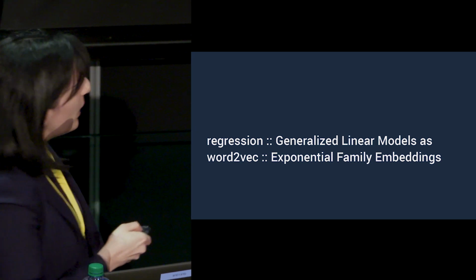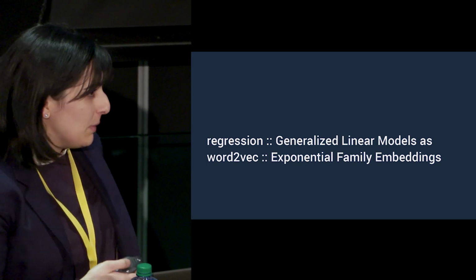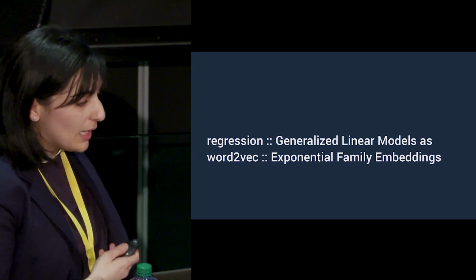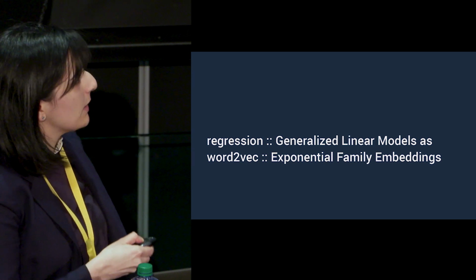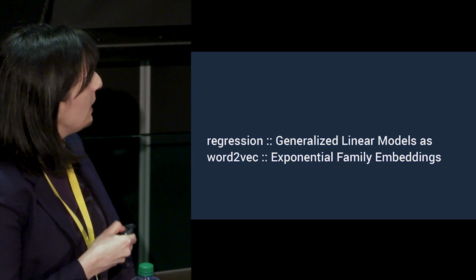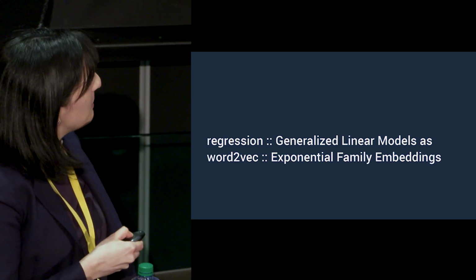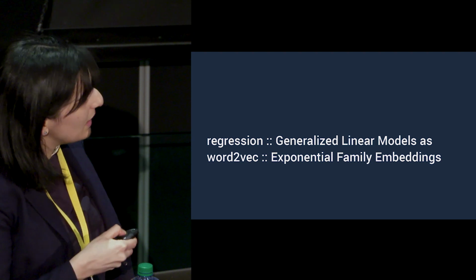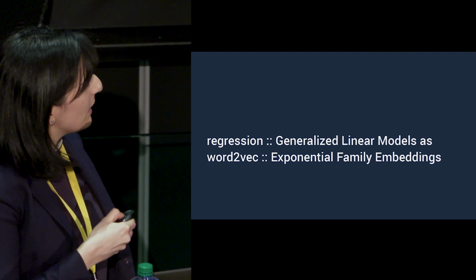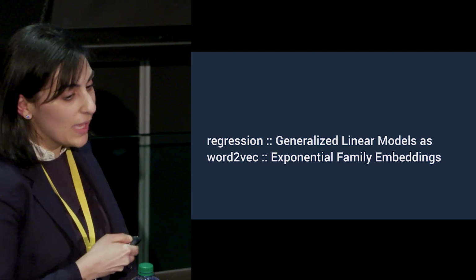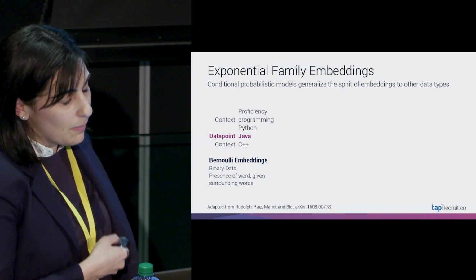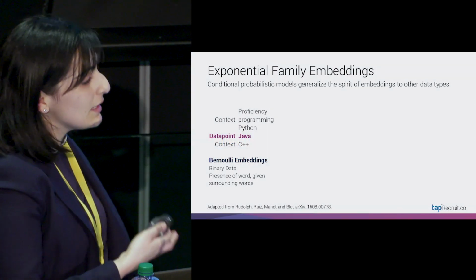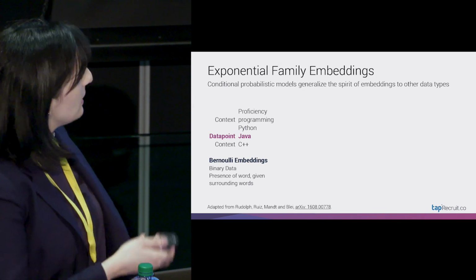So what I talked to you about today was a dynamic Bernoulli embedding. It's a subtype of a family of embeddings called the exponential family of embeddings. The reason it's called that is that, in the same way that regression relates to generalized linear models, we have word2vec relating to this family of embeddings that applies probabilistic context to the data.